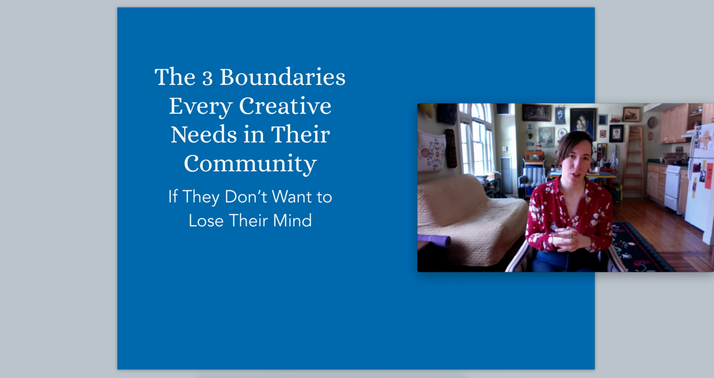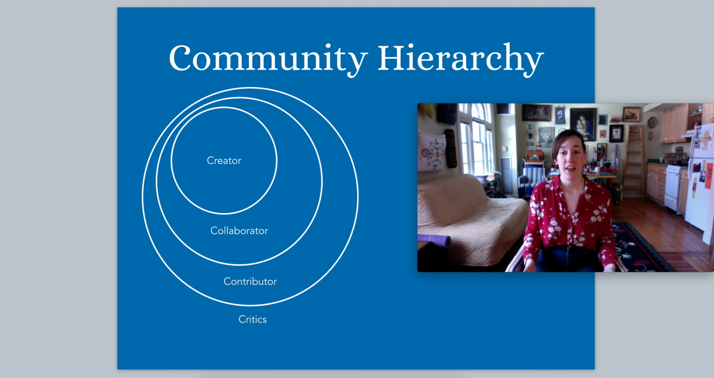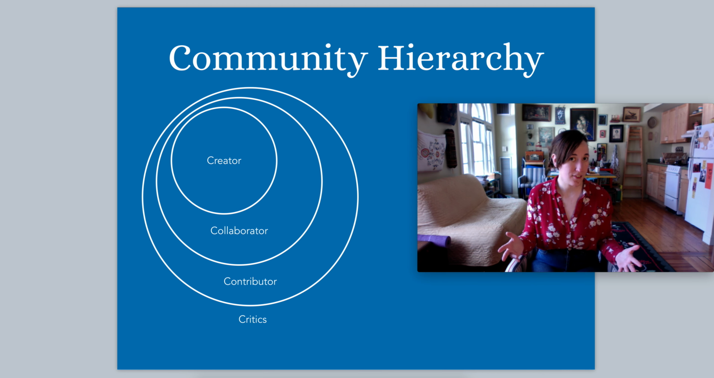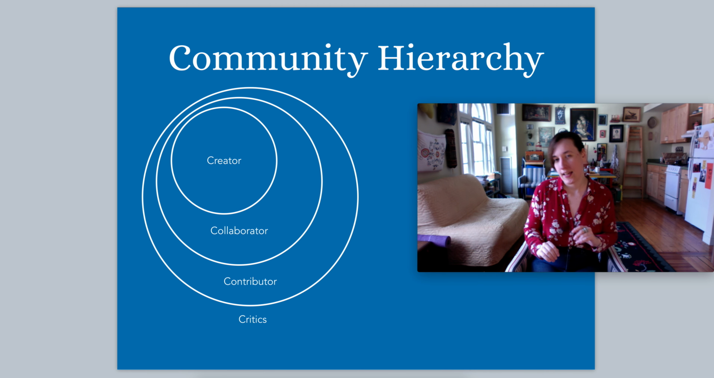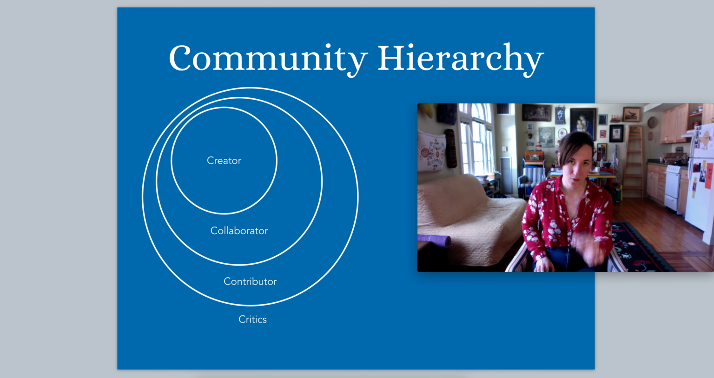And today we're discussing the 3 boundaries every creative needs in their community if they don't want to lose their mind. So this actually works off of a hierarchical structure of concentric circles with the creators at the center, followed by the collaborators, followed by the contributors, and then outside of all of this is the community. And so those lines between the concentric circles, those are the boundaries we're going to be discussing, specifically how each of those boundaries relates to what the creator is doing at the central focal point of the creative process.